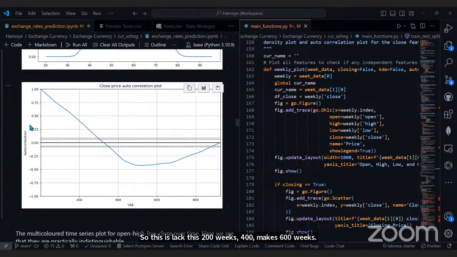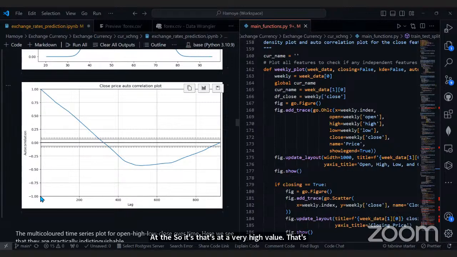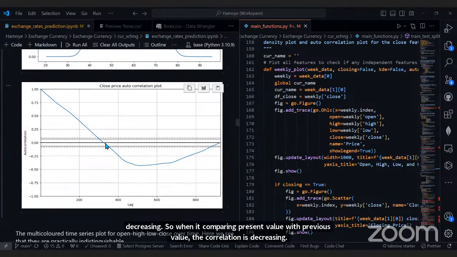Then the y-axis represents the correlation, the autocorrelation. So it starts at a very high value at lag 0, and gradually decreases as the lag increases. So as the lag increases, the correlation is actually decreasing. When it's comparing the present value with the previous value, the correlation is decreasing. It becomes a negative value at some point here.